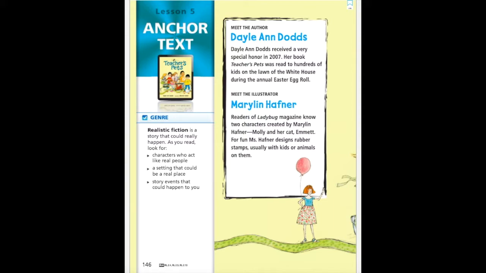So I want to do a little bit of a reminder that the genre of Teacher's Pets is realistic fiction. And realistic fiction is a story that could really happen. As you read, look for characters who act like real people, because you can hear that word in realistic fiction. Real is in realistic fiction. A setting that could be a real place, and story events that could really happen to you. This is a realistic fiction story.